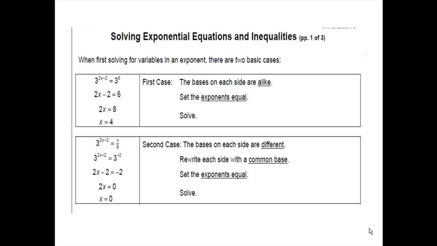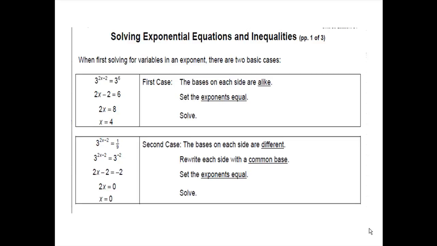Since our bases are alike now we set our exponents equal to each other. 2x minus 2 is equal to negative 2. We add 2 to both sides. We have 2x is equal to 0. 0 divided by 2 would be 0. This is why x is still 0.